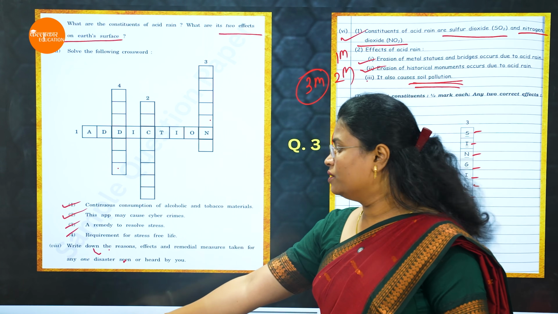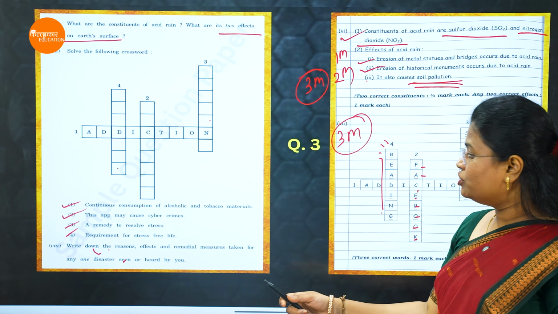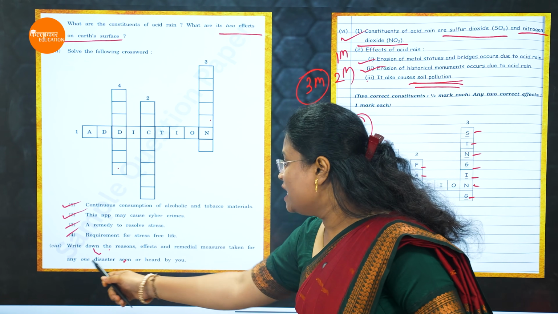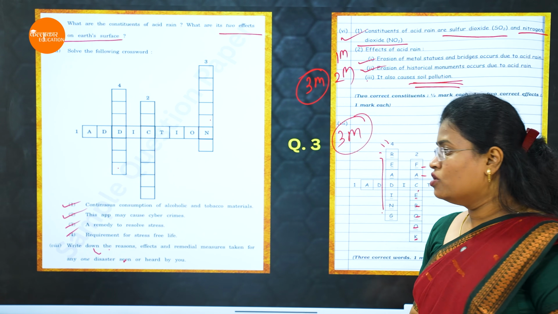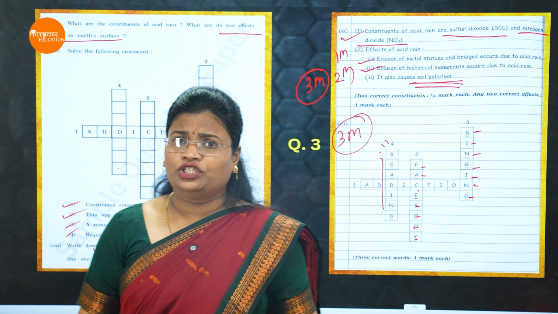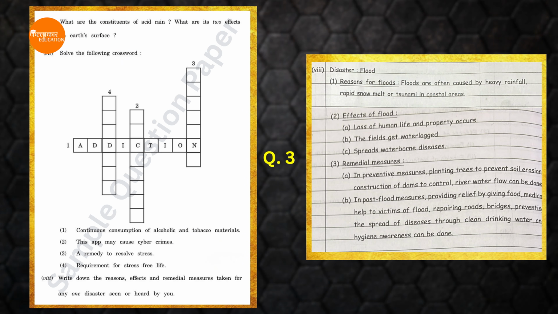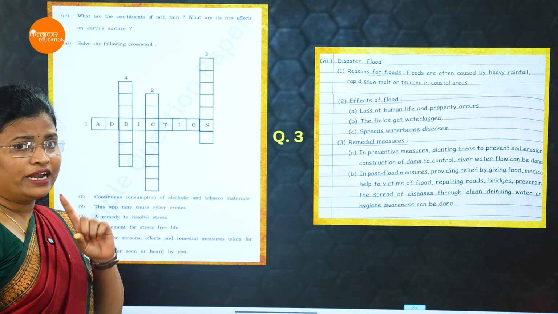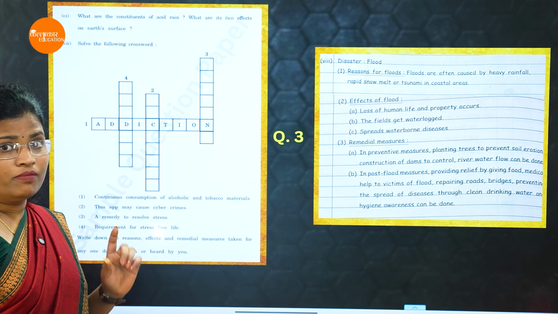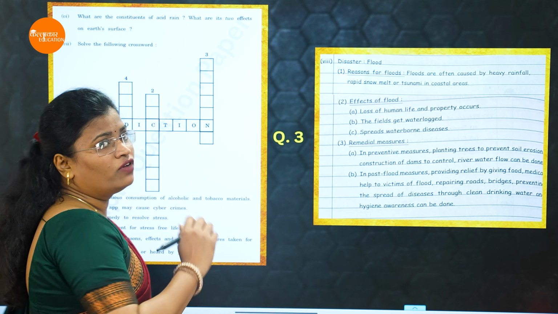Question number 8. Write down the reason, effects and remedial measures taken for any one disaster seen or heard by you. So this is an own-opinion question. You will have to write the answer accordingly. Let's see how to write the answer. As I already said, writing the answer is not difficult, but the framing of that answer is very important in the case of this question.